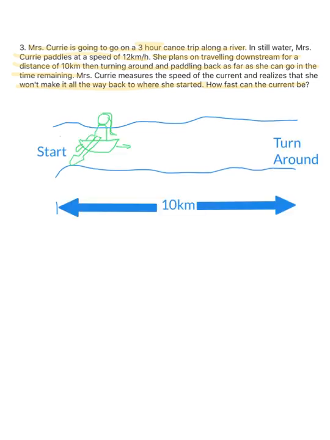Well, let's find out. First of all, let's write everything we know. I know we've got a river that is 10 kilometers long. We know she's going downstream at first, so that means she's going with the current at first. We know Mrs. Curry's speed on the way there is going to be 12 kilometers an hour plus whatever the speed of the current is.